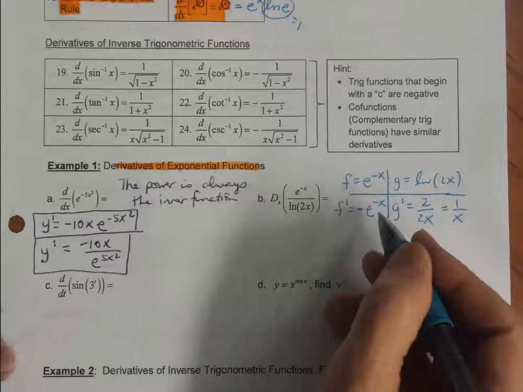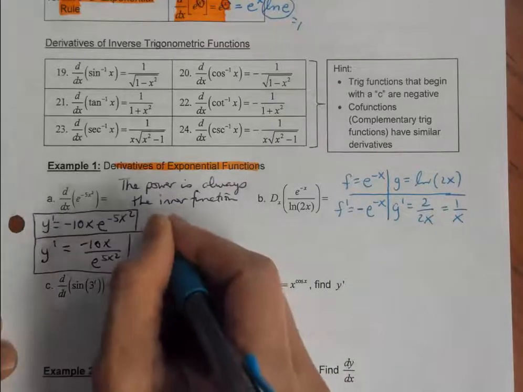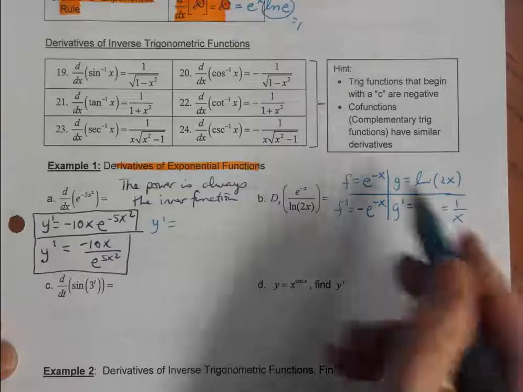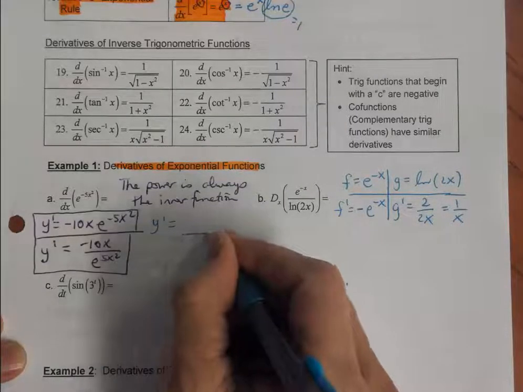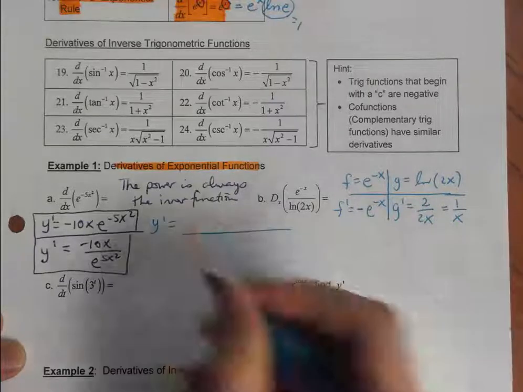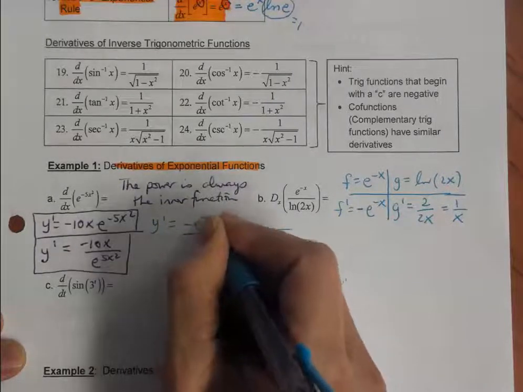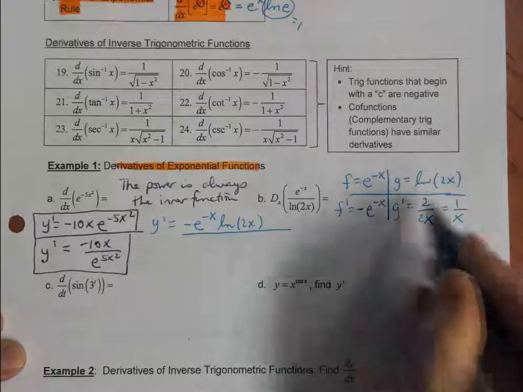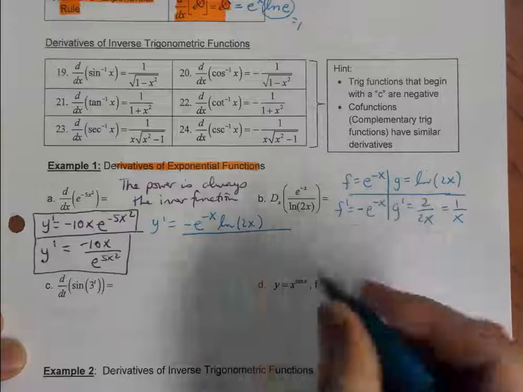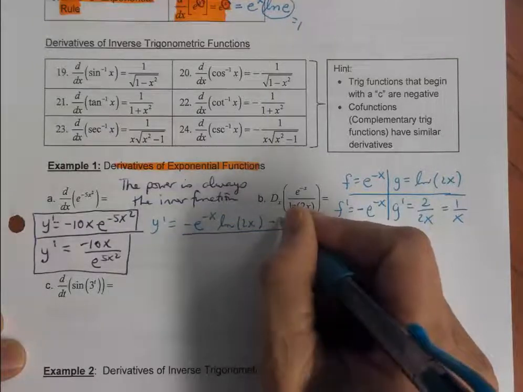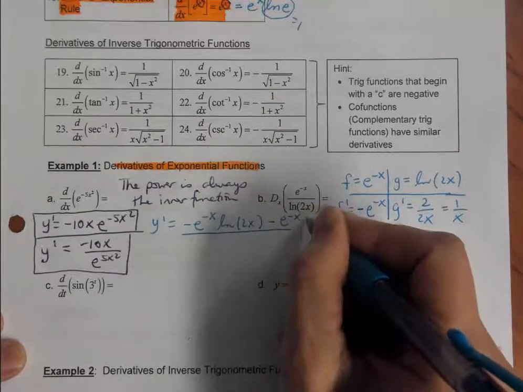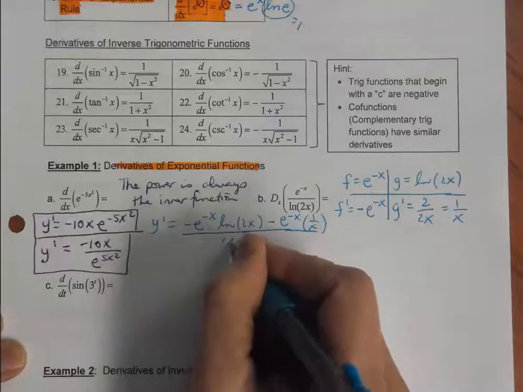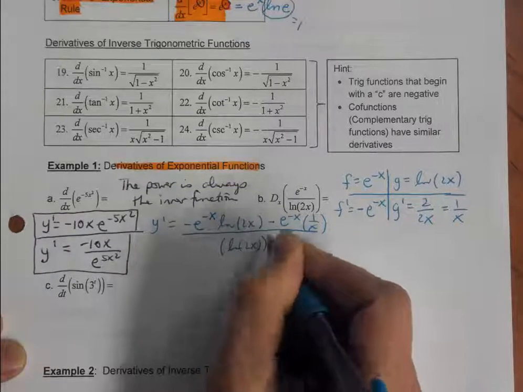Okay, so now I'm going to apply the quotient rule. So I'm going to use some space right here because it's kind of long. So y prime is equal to, I'll do my f prime g minus f g prime all over g squared. So then my f prime g will give me a negative e to the negative x times the natural log of 2x, and then times f, or minus f g prime. So that's negative e to the negative x times a 1 over x. And then in my denominator, it's my original denominator, which is the natural log of 2x, and then that whole thing is going to get squared.